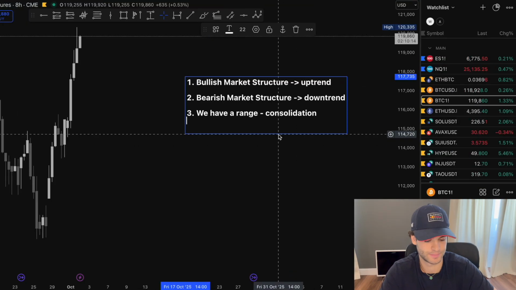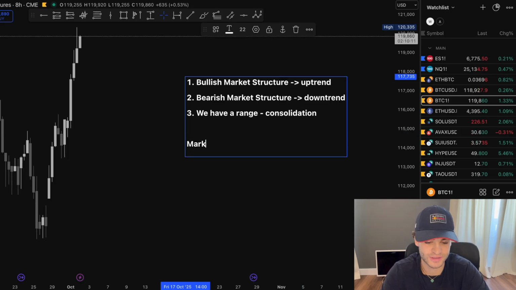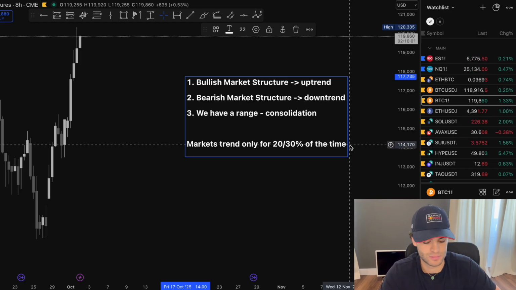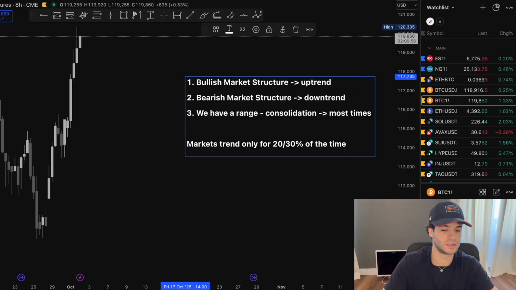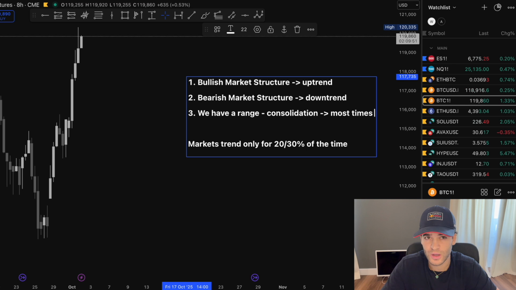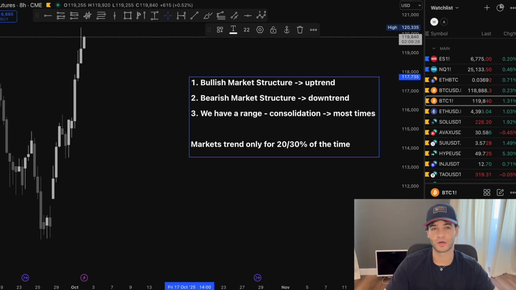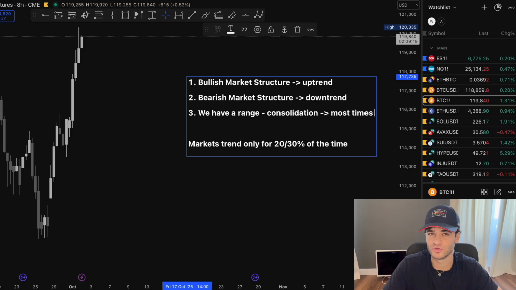Keep in mind, this is very important, that markets trend only for 20 to 30% of the time. Which means that most times we are actually in a range or consolidation period. And that is why we need to learn about ranges and adapting to them, because that's what we're mainly going to be trading. And failing to acknowledge that markets are mostly ranging and not getting used to trading those ranges is the reason why most traders do not actually ever achieve profitability.